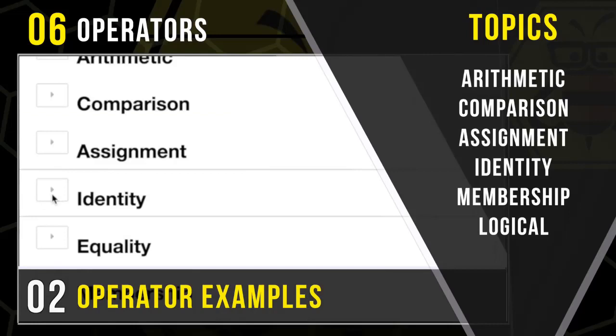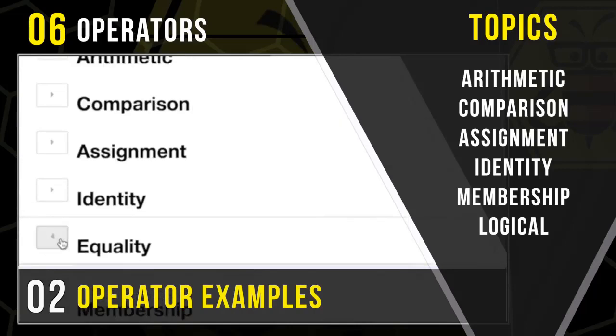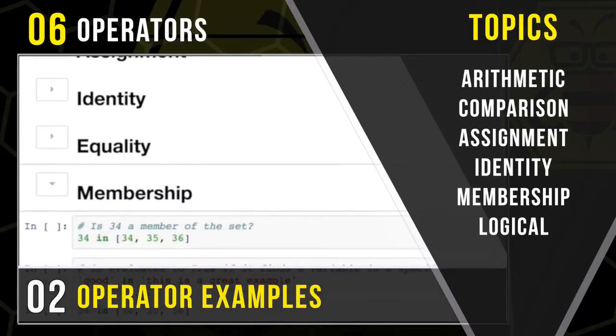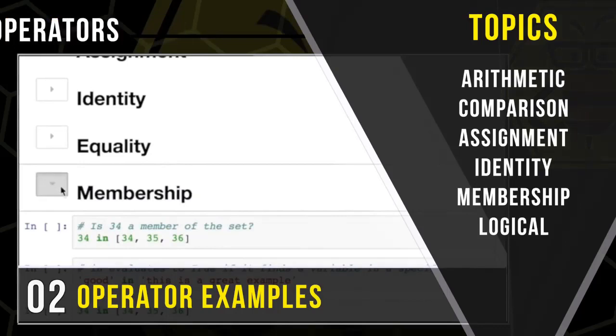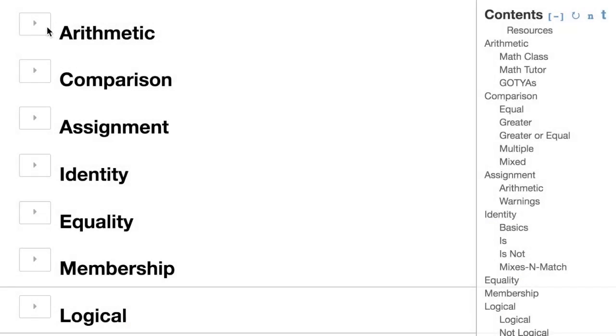Next, we'll be looking at the identity operators to find out is or is not something what it says it is. And taking that a step further, afterwards we'll look at the equality, which is similar but a little bit different, and you'll see why. And then we're going to talk about membership, whether something is in a group or not in a group. And then finally, we'll look at logical operators. Let's start by talking about arithmetic operators.